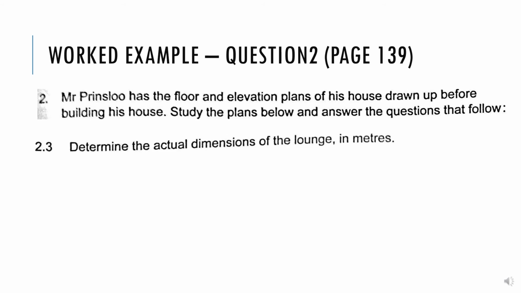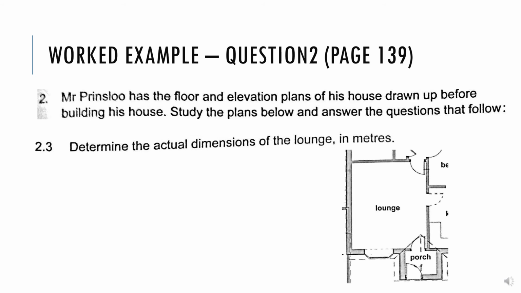2.3: determine the actual dimensions of the lounge in meters. So what we first need to do is find the lounge, right? So we'll find the lounge first and then calculate its dimensions by measuring it with a ruler and converting that to meters. And in order for us to do that, we will first need to make use of the scale they gave us, which was 1 to 150, and convert our answers to meters. Okay, so here you have the lounge.